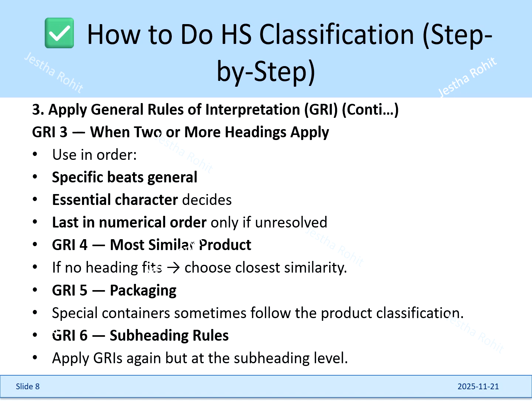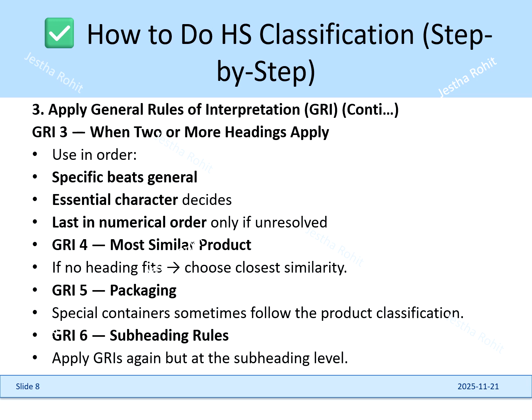GRI 3: when two or more headings apply, use in order: the specific beats the general, essential character decides, and last, numerical order only if unresolved.